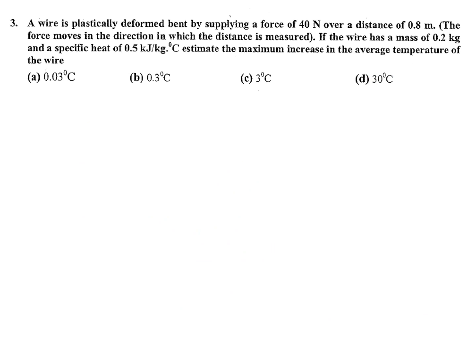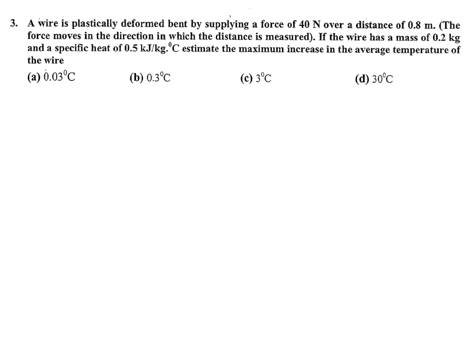A wire is plastically deformed, bent, by supplying a force of 40 Newton over a distance of 0.8 meter. The force moves in the direction in which the distance is measured. If the wire has a mass of 0.2 kg and a specific heat of 0.5 kilojoule per kg degree centigrade, estimate the maximum increase in the average temperature of the wire.